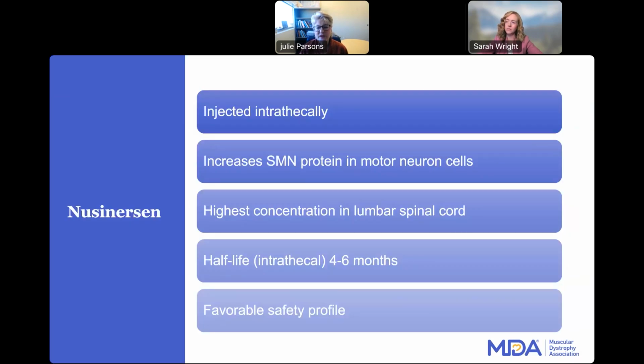If we go through each of the agents, again, nusinersen is injected intrathecally. The idea is that SMN protein is increased in motor neuron cells. The highest concentration of this agent is in the lumbar spinal cord. Half-life is fairly long, 4 to 6 months, and there's a very favorable safety profile with tens of thousands of doses having been administered since approval. There have been some more recent trials on nusinersen, and there may be a change in terms of the dosage of nusinersen in the future. Next slide.